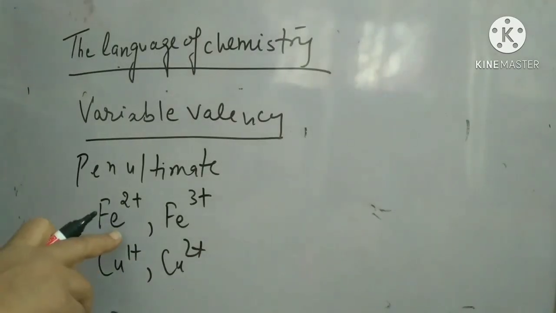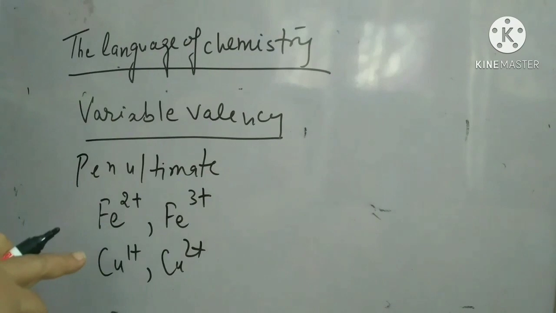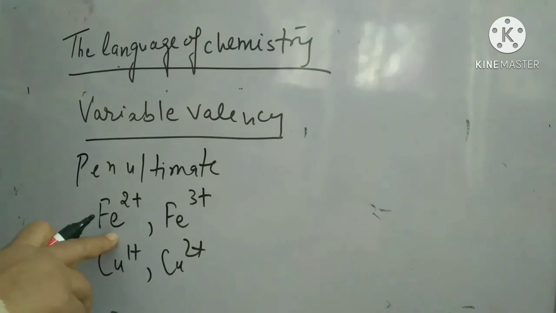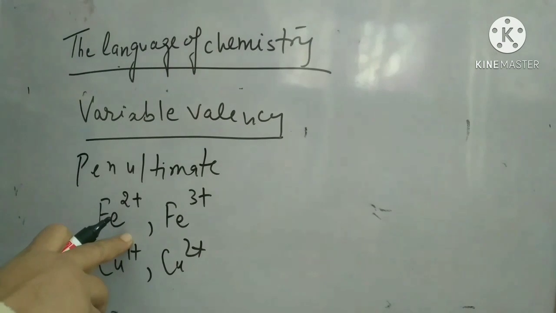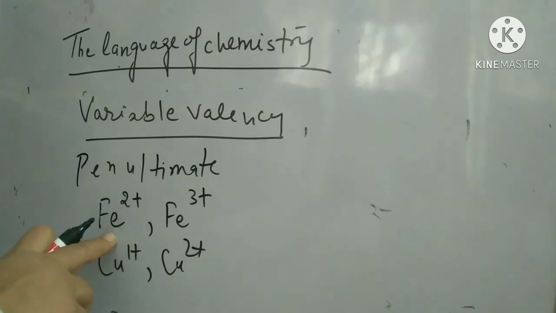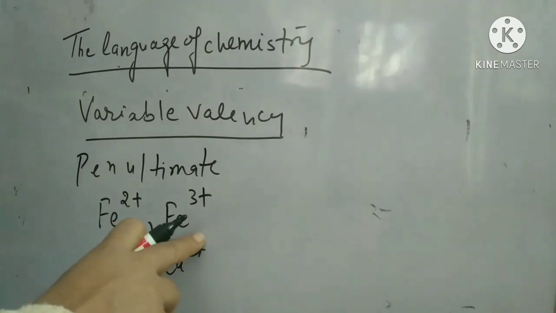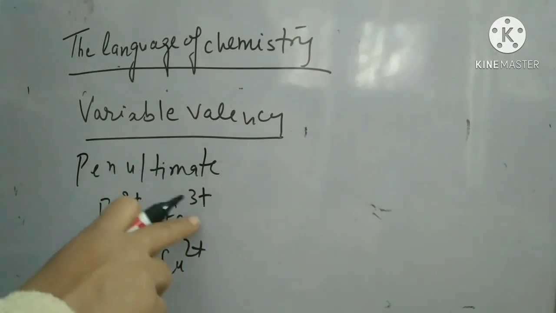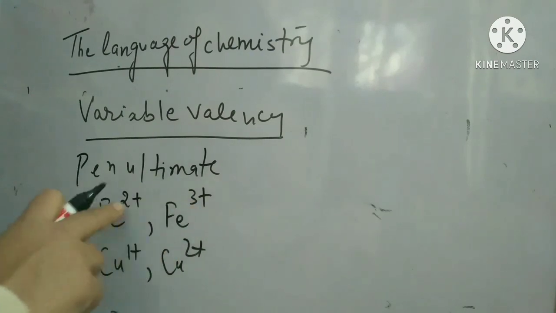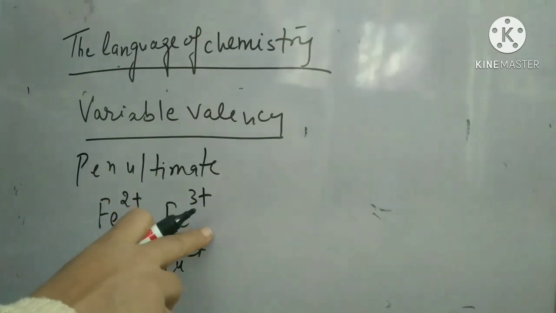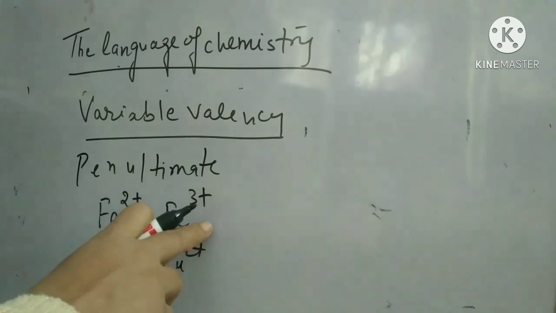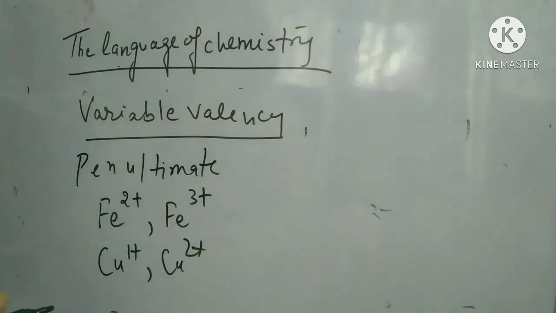Now the smaller one, that is Fe2 plus. So suffix OUS will be added here. So we will be naming it as ferrous, and here the bigger one, the valency which is bigger than the first one, that is named as ferric, because here the suffix IC is added.